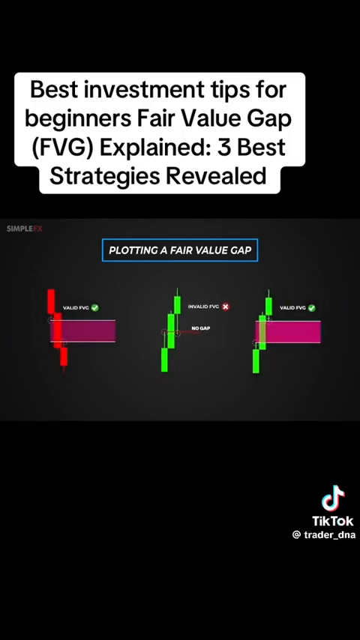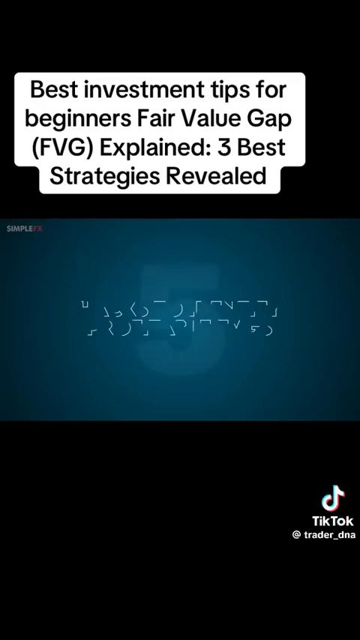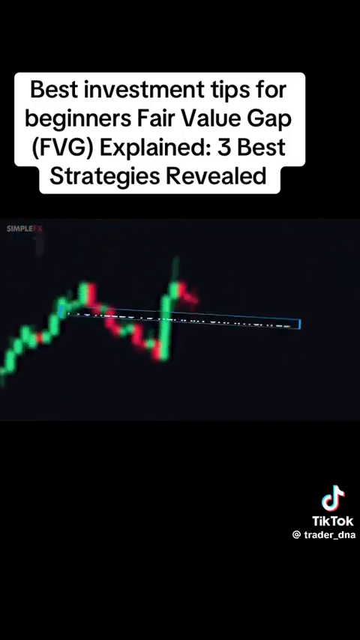Alright, so now you know how to spot and draw a fair value gap. However, as I mentioned earlier, not all fair value gaps are equal. Some have a much higher chance of giving you a profitable trade. So now, I'm going to share 5 hacks that I use to help you identify which fair value gaps are the most profitable. Number 1.